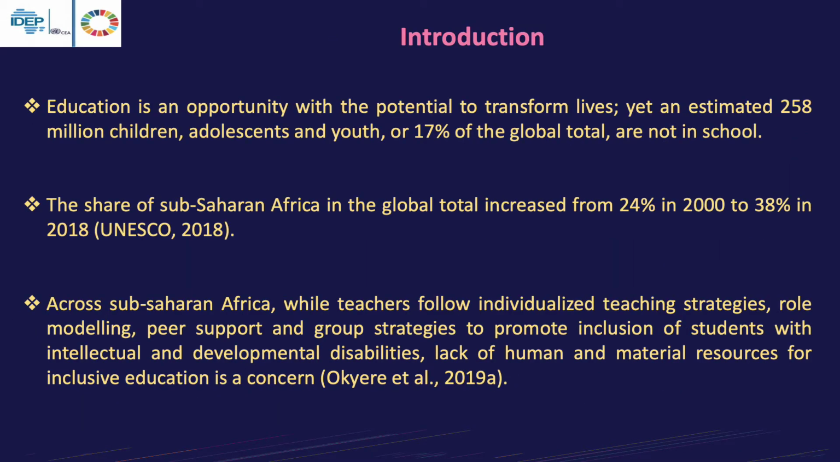For the introduction, we believe that education is an opportunity with the potential to transform lives, yet an estimated 258 million children, adolescents, and young people, or 70% of the global total, are not in school. And as the UNESCO 2018 report shows, the share of sub-Saharan Africa in this global total increased from 24% in 2000 to 38% in 2018. I expect that this number will have grown by the end of 2021.